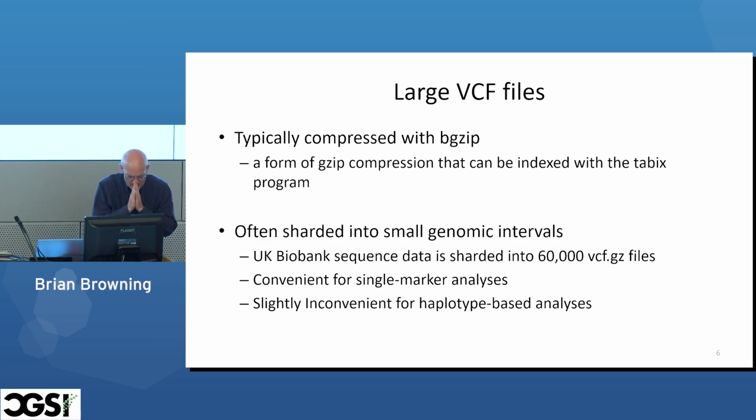Now, dealing with 60,000 files is not particularly easy, but it's preferable in many cases to dealing with huge files that represent a whole chromosome of data. If you're analyzing on a per marker basis, you can just farm each shard of the data to a separate processor and analyze in parallel. So it facilitates that very nicely, and instead of taking the time to transfer some humongous file that represents a whole chromosome, you're transferring much smaller files. Very convenient for single marker analysis.